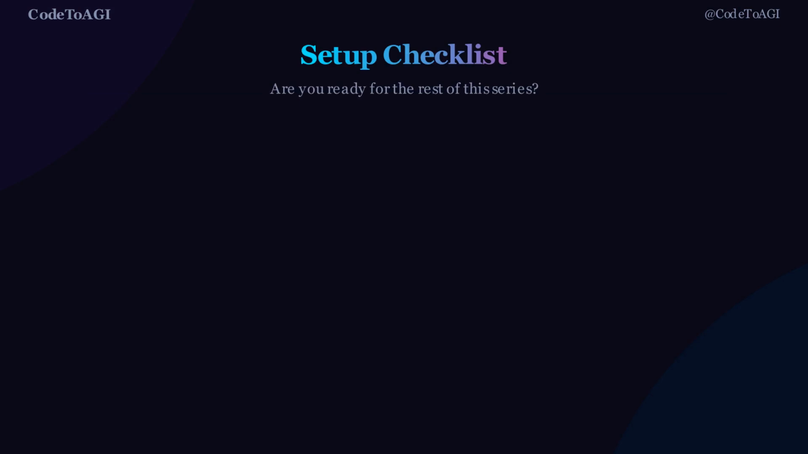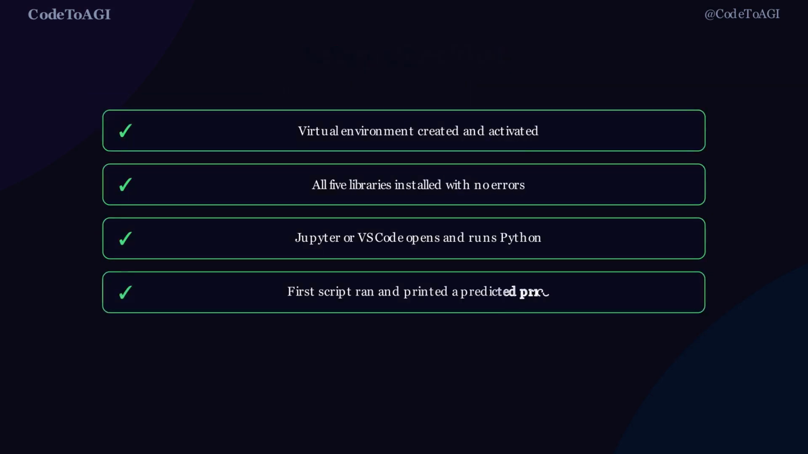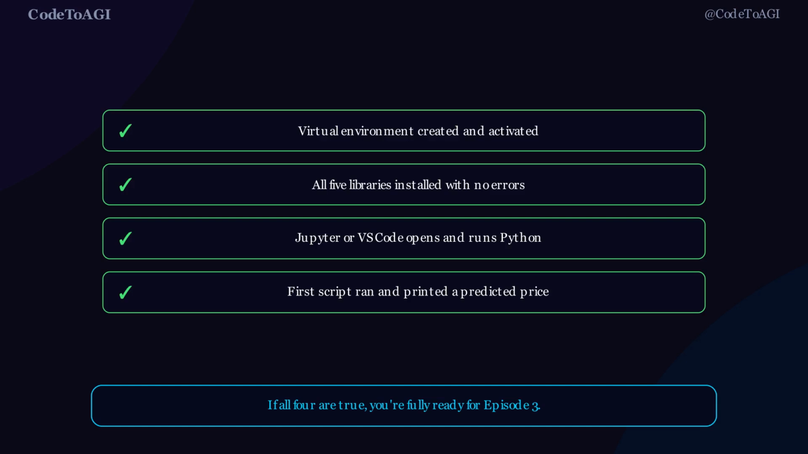Before we move on, run through this checklist. Virtual environment created and activated, check. All 5 libraries installed with no errors, check. Jupyter or VS Code opens and runs Python, check. Your first script ran and printed a predicted price, check. If all 4 are true, you are fully ready for the rest of this series.